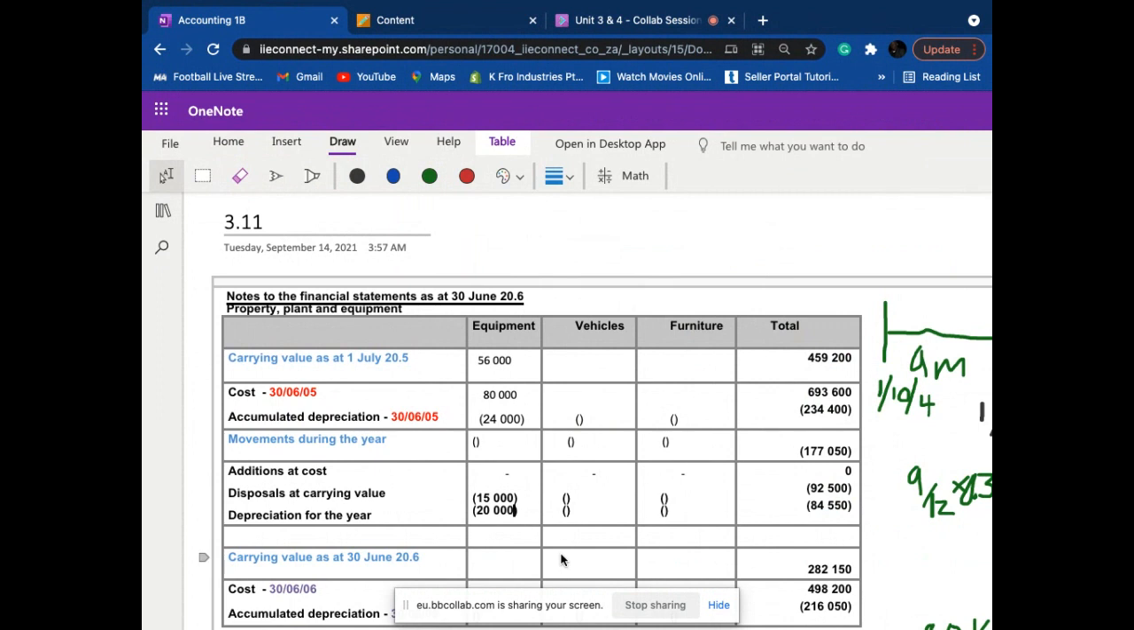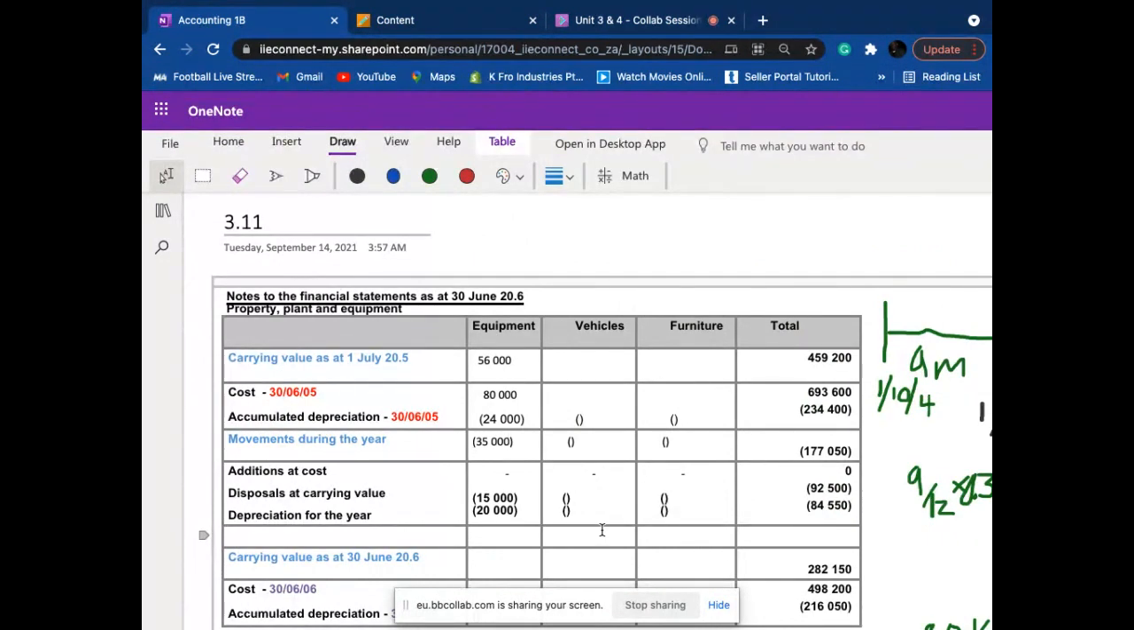And it's a good thing if you put a 0 there in the exam, because then it shows you actually thought about it. You know that nothing is supposed to be there instead of just leaving it blank. Okay, and now under movements during the year, we have 35,000.